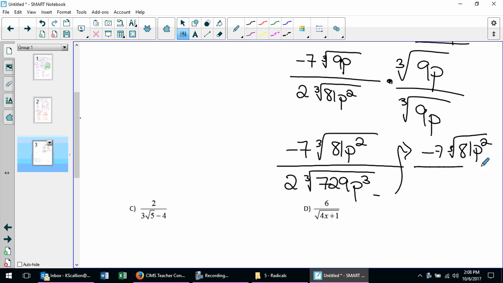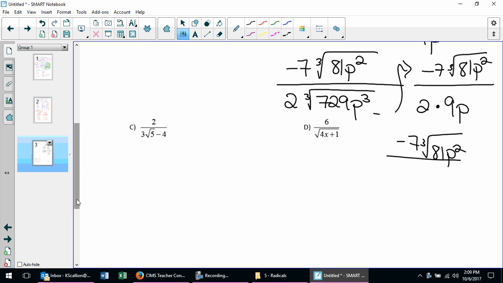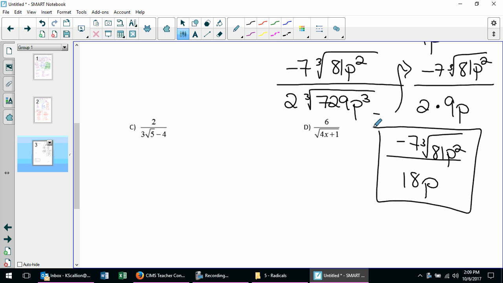I don't really care if there's a radical on the top. The denominator is going to be 2 times 9p. So I'm going to have -7 cube root of 81p squared over 18p. This is my final answer.